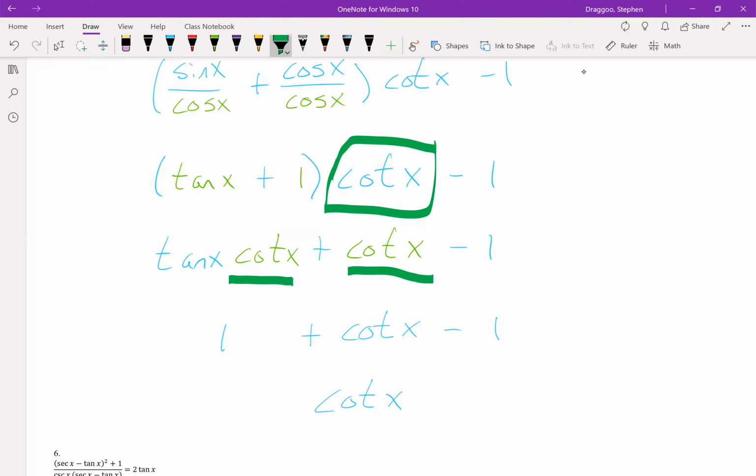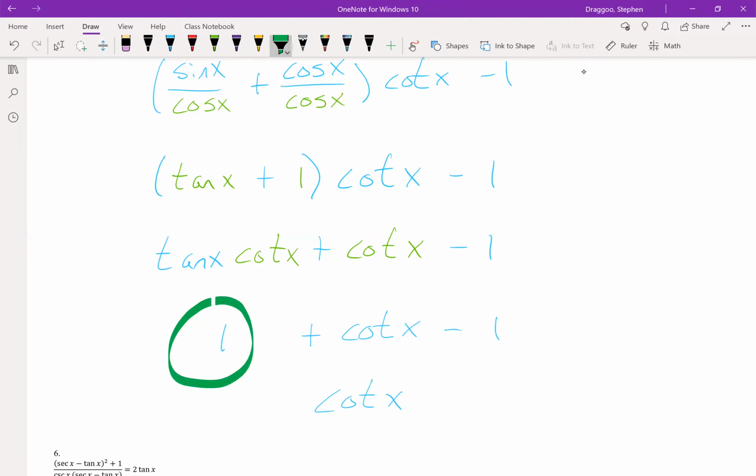Distributing all the way through, tangent times cotangent on the left, and 1 times cotangent on the right. Now, tangent and cotangent are reciprocals of one another, so tangent times cotangent is just 1. So now I have 1 plus cotangent minus 1, which simplifies to just cotangent.